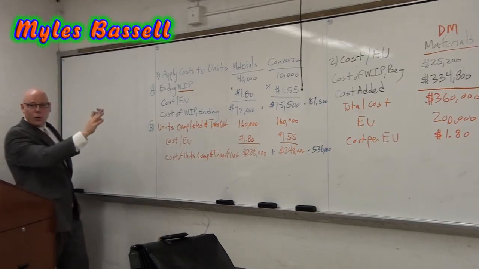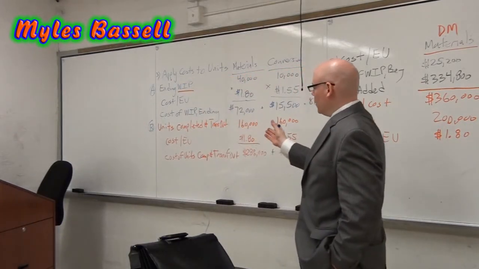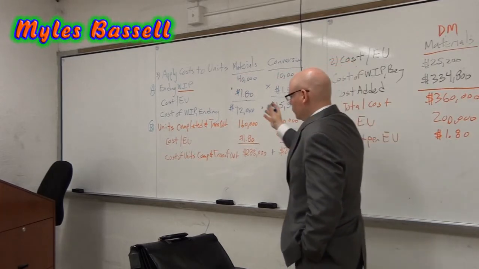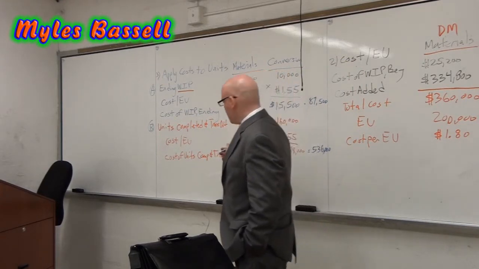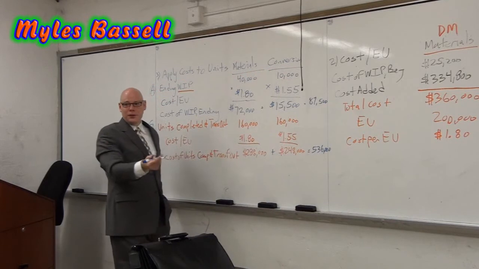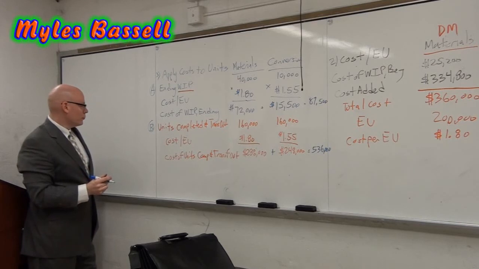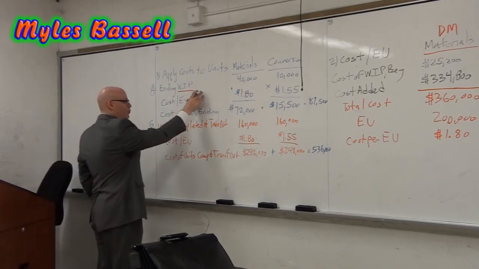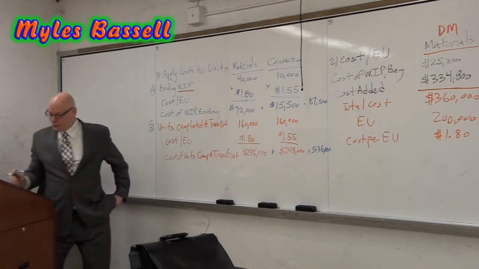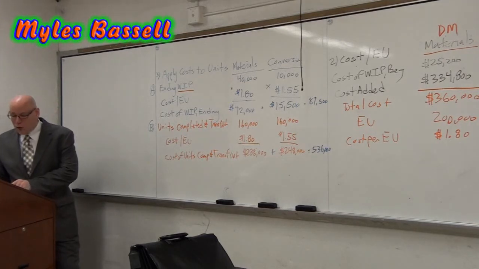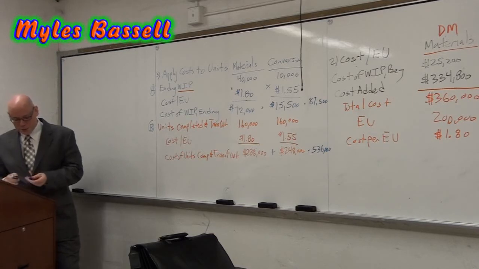So now we've calculated the cost of the ending WIP and the cost of the finished goods. Right, isn't that what this is, basically? Units completed and transferred out. That means those are the finished good items. So now we know what was work in process, partially completed, and the value of what was completed. Remember, we're trying to figure out the cost. That's what we're getting to. Right? That's why we're doing this.